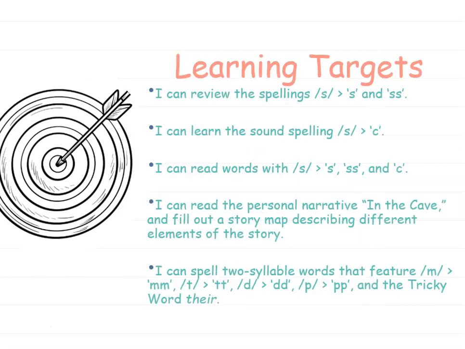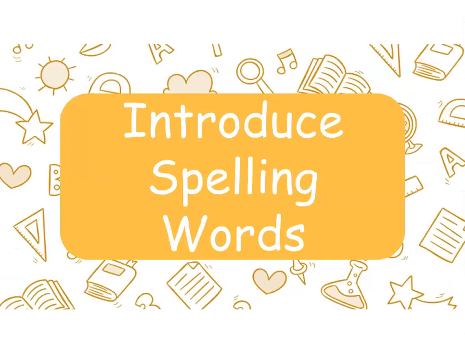Let's review our learning targets. I can review the spelling spelled S and SS. I can learn the sound spelling spelled C. I can read words with spelled S, SS, and C. I can read the personal narrative In the Cave and fill out a story map describing elements of the story. I can spell two-syllable words that feature double consonant spellings, and the tricky word there.